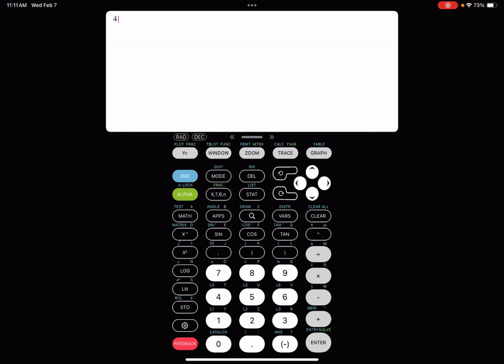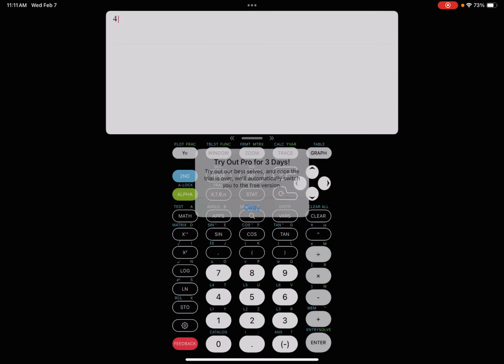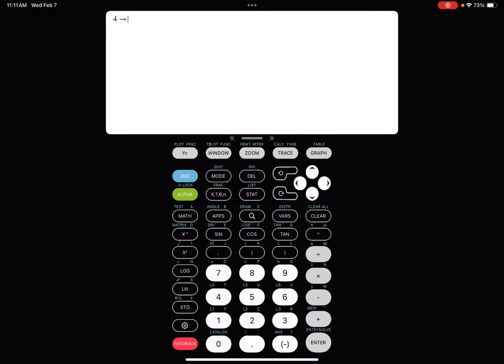So let's see if we can do it. You're putting in 4. You're hitting the store button, and we're going to tell it where to put it. So I'm going to hit the alpha button and the math button to put in an A and hit enter. And that tells you you're putting in 4. From there, we're putting in our formula: 45 times alpha A divided by parentheses 30 plus 0.5 times alpha A.